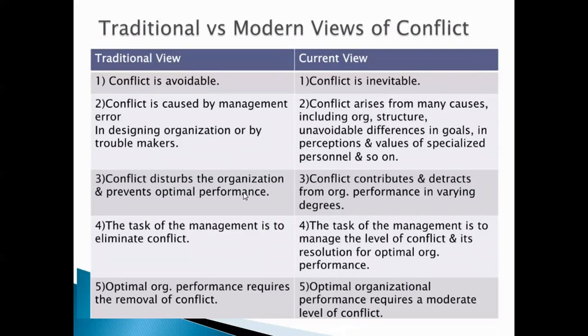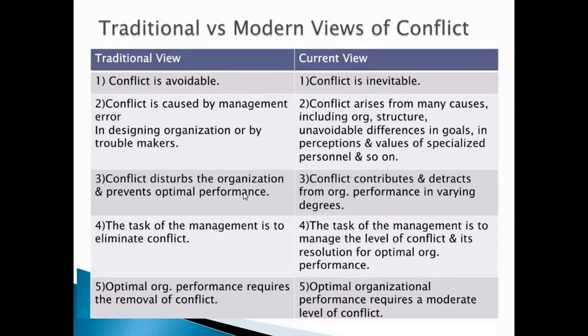Okay. So again, in the traditional view, the conflict is caused by management error in designing the organization or by making troublemakers. So how the conflict is created in an organization is because of the management error. The management is the one that is creating the error. If the management makes any error or any faulty things only, the conflict arises. Otherwise, everything will be functioning very smoothly. No conflict, no people will be opposing anything. So everything will go in a very smooth way. That is the traditional way.